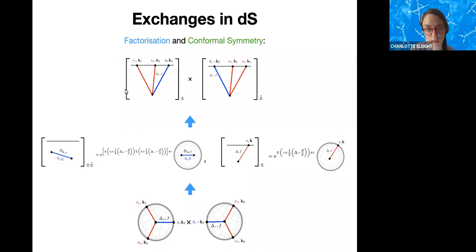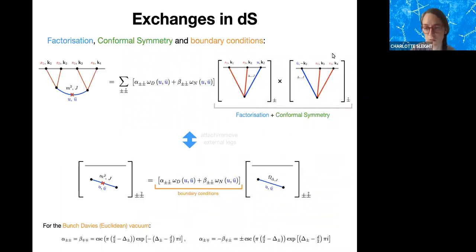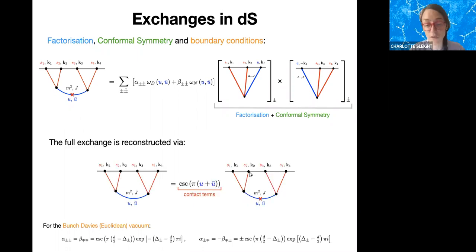Having obtained our conformal partial waves fixed by factorization and conformal symmetry, we can make sure that we're in the Bunch-Davies vacuum by multiplying each of these conformal partial waves by the appropriate linear combination of projectors Omega D and Omega N that fix that boundary condition at the level of the corresponding propagators. As I said before, this corresponds to this particular choice of the coefficients alpha and beta that multiply our projectors here. To obtain the full on-shell exchange, we have to sum the contributions from each of the four contributions within the in-in formalism. So just like in AdS, we fix the on-shell exchange in de Sitter by a combination of factorization, conformal symmetry, and boundary conditions. The final step, again, to obtain the full exchange, is to multiply the on-shell exchange by this cosecant factor that encodes the contact terms.